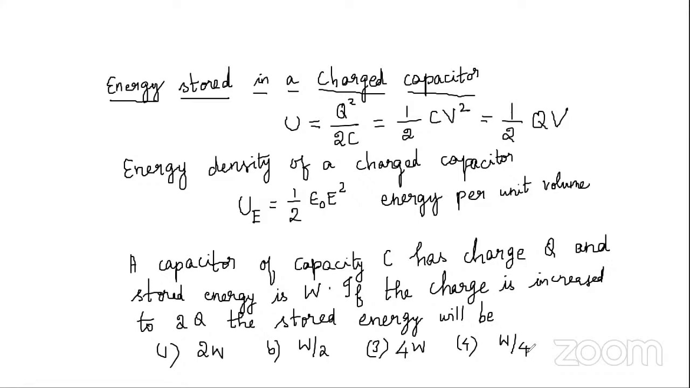So W, sir, it's given that the stored energy is W. We know that the energy is equal to Q square by 2C, so W will be Q square by 2C. Then the charge is increased to 2Q, so the new energy U will be (2Q) whole square by 2C, which will give 4Q square by 2C.